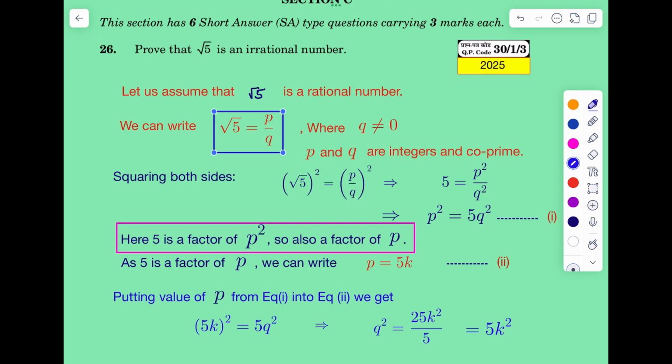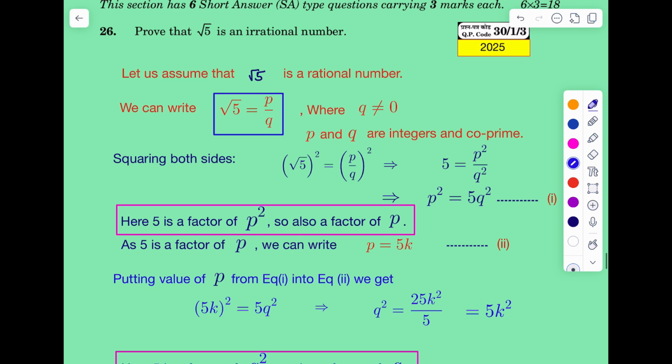is equal to p by q, where q is not equal to 0, because if q equals 0 then it will not be defined. And p and q are integers and co-prime. Co-prime meaning they will have only one common factor, that is 1, and they are integers.